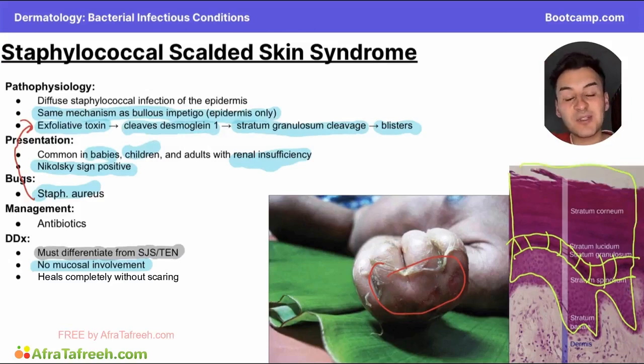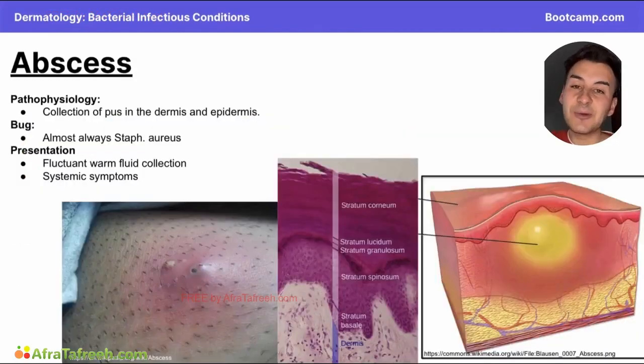So a lot of times test questions will ask the prognosis of this disease process. And if they're given appropriate antibiotic therapy, these babies and these children are going to heal with perfectly normal skin in adulthood. Next, I want to talk about abscess, which is pretty straightforward on the Step 1 exam.